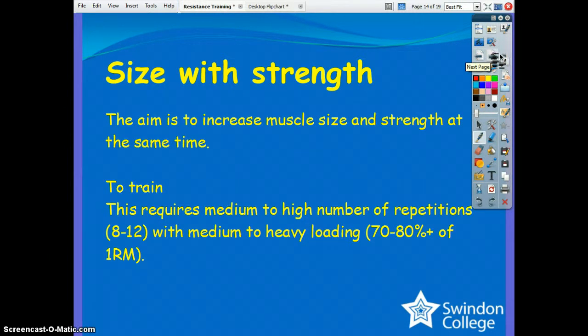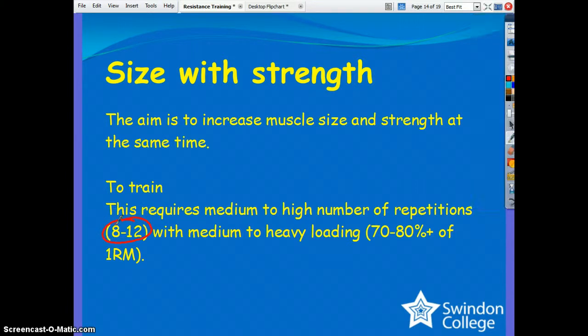The last one is size with strength. So the aim is to increase the muscle size and the strength at the same time. To do this, we need a medium to high number of repetitions, normally 8 to 12, and a medium to heavy loading, 70 to 80% of the one rep max. This is the most commonly used training method.